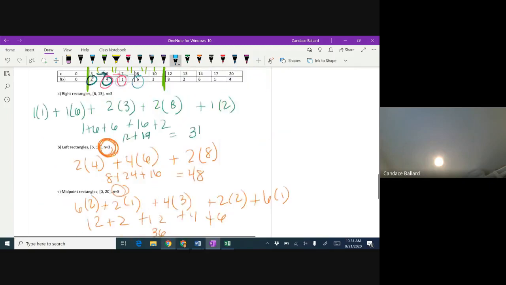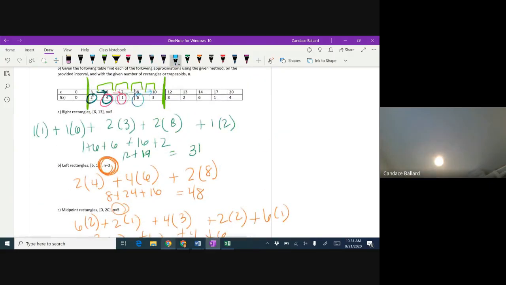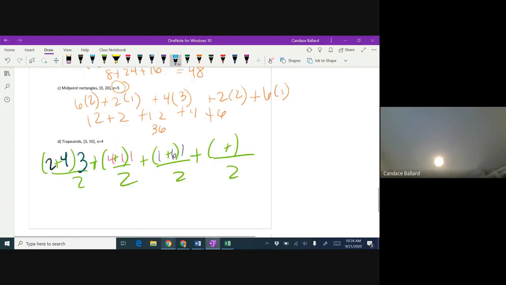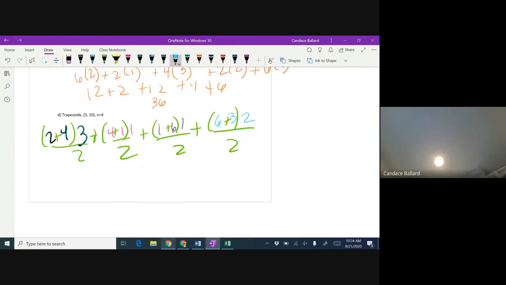Okay, last one, distance in between is 2, height of 6 and 3. Okay, let's see how bad my arithmetic is this time. So let's see, I'm seeing 6 times 3 would be 18 over 2. 5 times 1 is 5 halves. 7 times 1 would be 7 halves. 9 times 2 would be 18 halves.